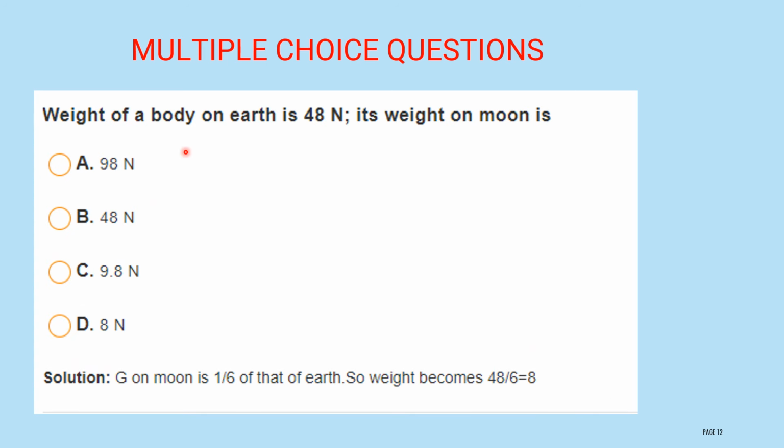Next question: weight of a body on Earth is 48 Newton. Its weight on Moon is option A, 98 Newton; option B, 48 Newton; option C, 9.8 Newton; option D, 8 Newton. Weight of a body on Earth is 6 times more than its weight on the Moon. Otherwise, weight of the body on Moon is 1/6 of the weight on the Earth. So the weight becomes 48 divided by 6, which is 8. The correct answer is 8 Newton.